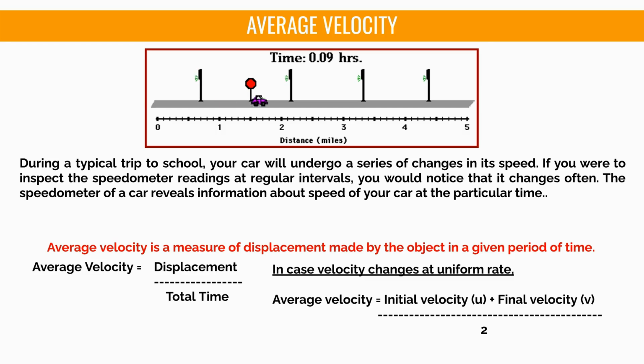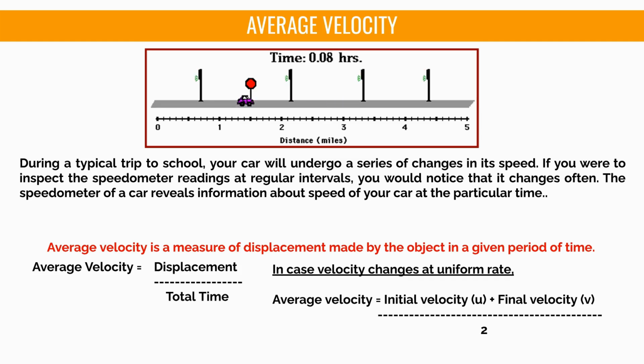Imagine you travel from home to school. During the journey, sometimes the car moves fast. Sometimes it slows down. Sometimes it stops. The speedometer shows different readings at different times. But if someone asks, what was your average velocity for the entire trip? We calculate total displacement from home to school, divided by total time taken. That gives us the average velocity.